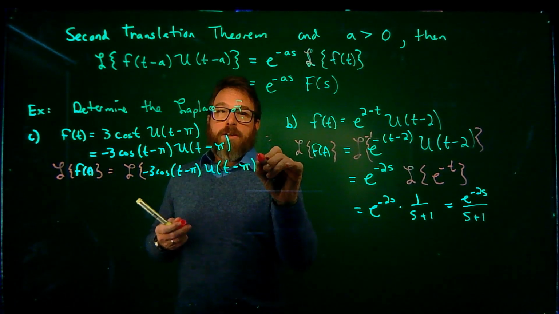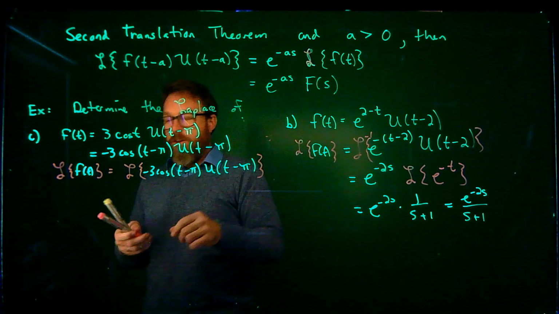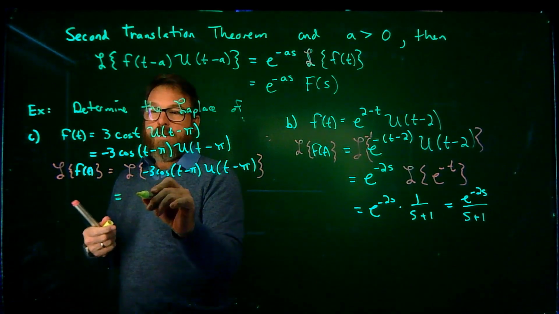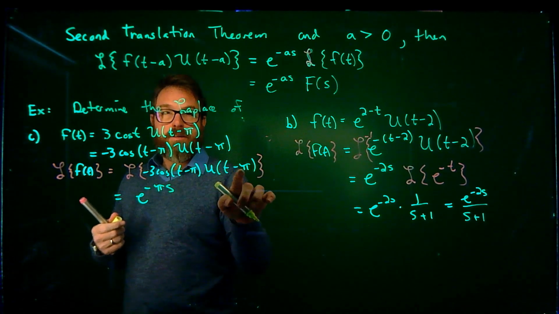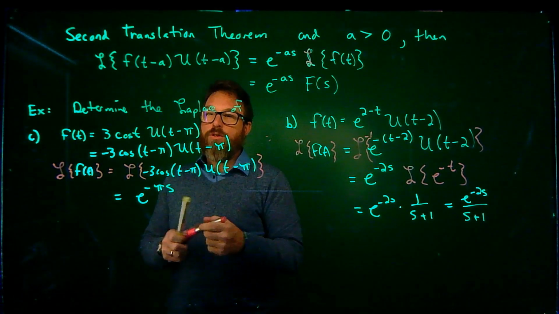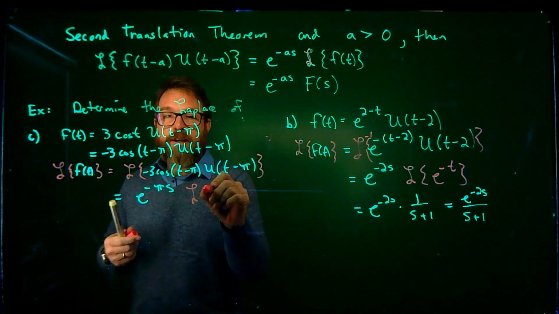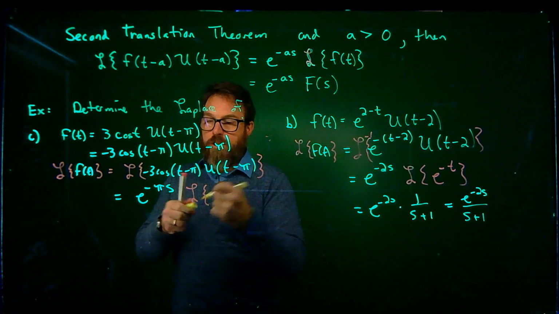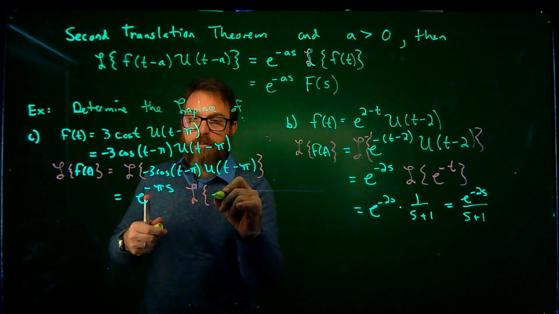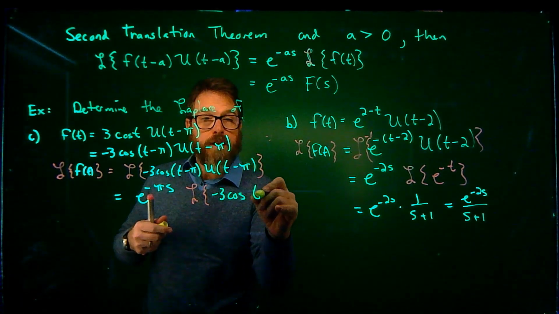So let's start out with the shift. What I know is that this u function is going to shift this thing over, so this is going to be equal to e to the minus pi s, because of that. And then we're still going to have to do the Laplace of, now we've taken care of that shift, so this is going to be the Laplace of this minus 3 cosine of just t.